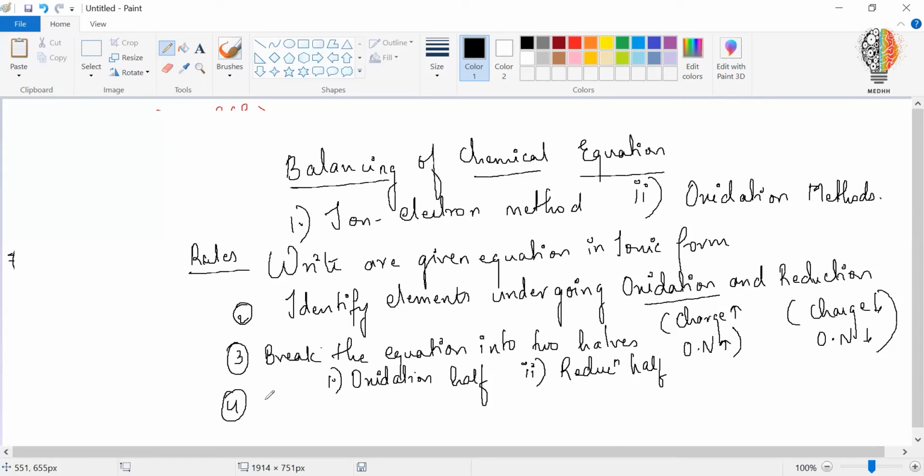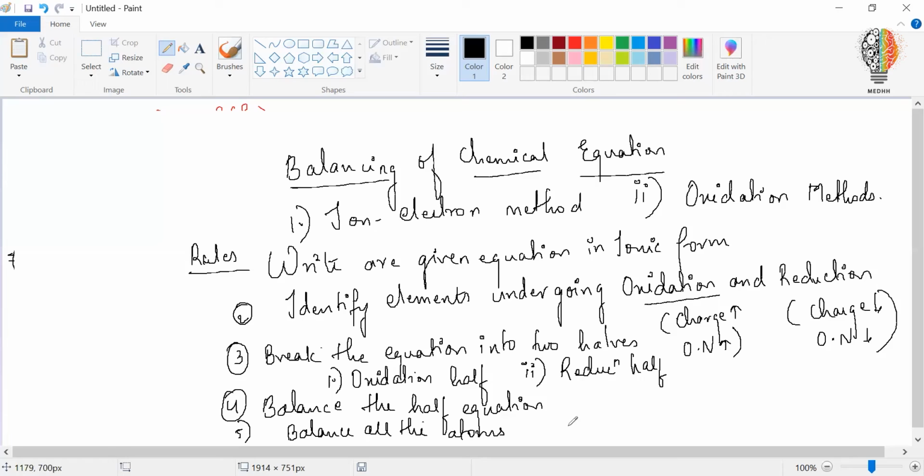Okay. What is the next point? The fourth point is balance out. We are going to take the example, students, so don't worry about it. Just keep yourself calm and listen to each and every point which I'm writing on the screen. So balance the half equations. Okay. Now, what is the fifth point? The fifth point is balance all the atoms.